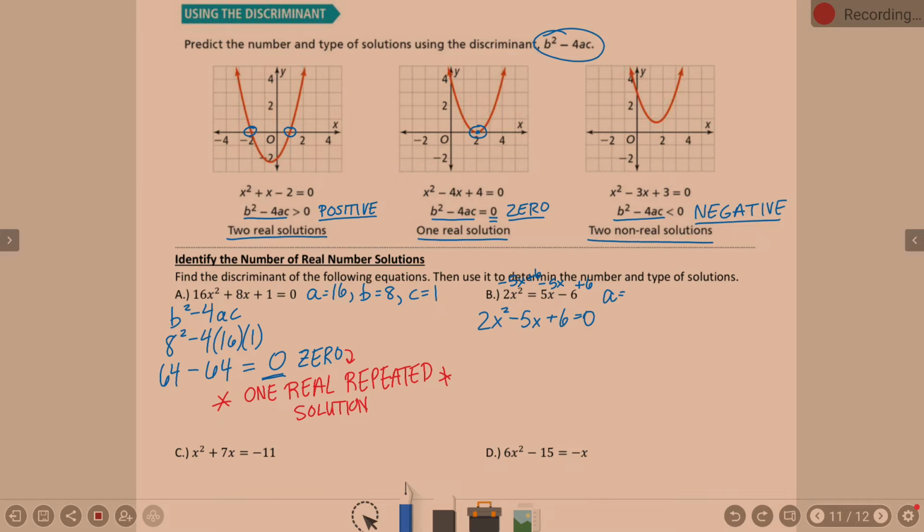Okay? So now, based on this, A is 2, B is negative 5, and C is positive 6. So, now do your discriminant. B squared minus 4AC. B is negative 5. So negative 5 squared minus 4 times A is 2 times C is 6.